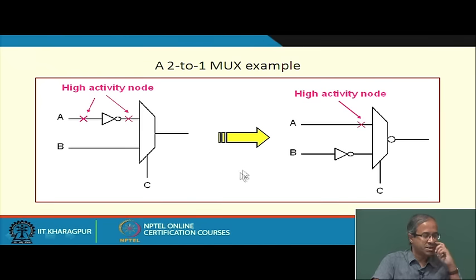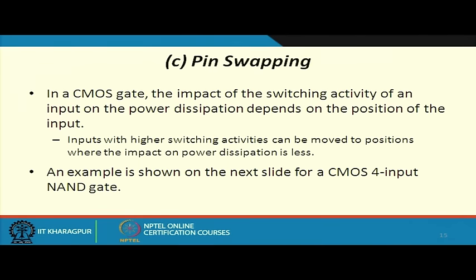So, these are some simple examples which show that you can make some changes in a circuit netlist and also modify some functional blocks, so as to reduce the signal activities. Let us look at some more techniques.